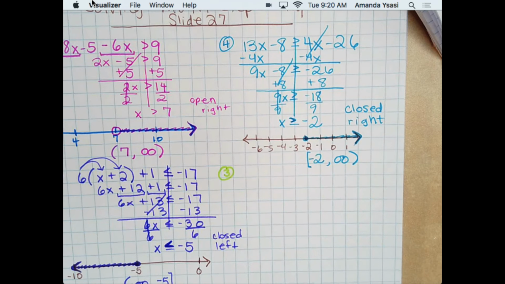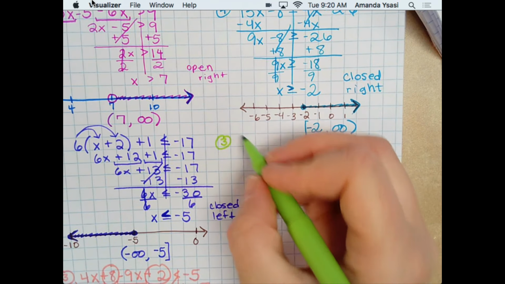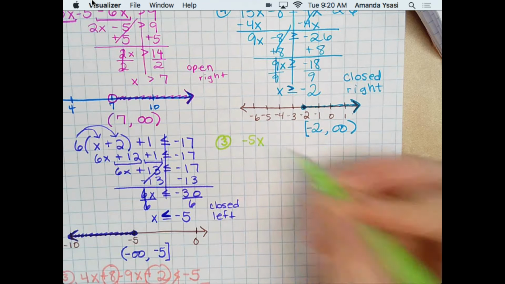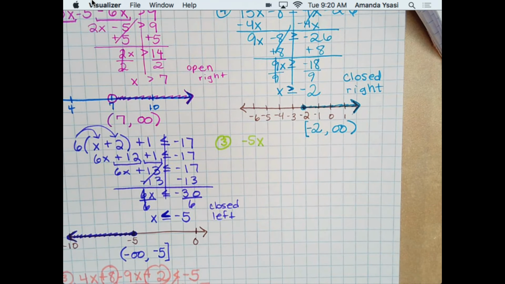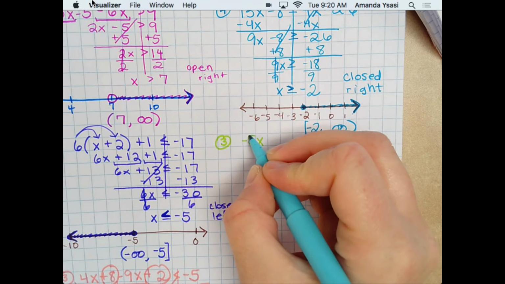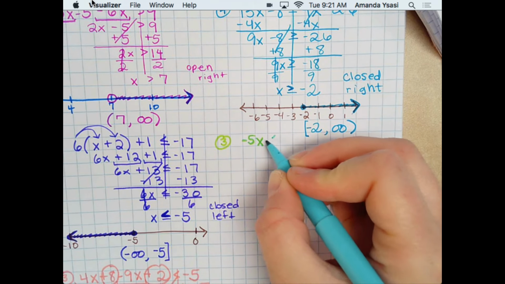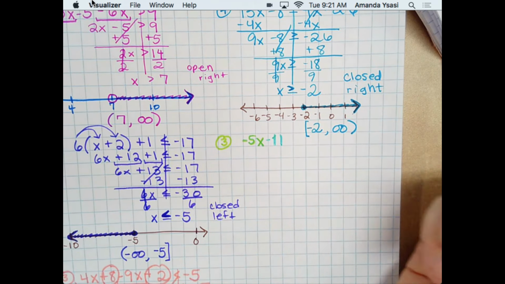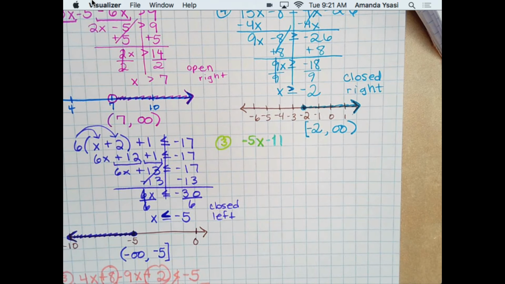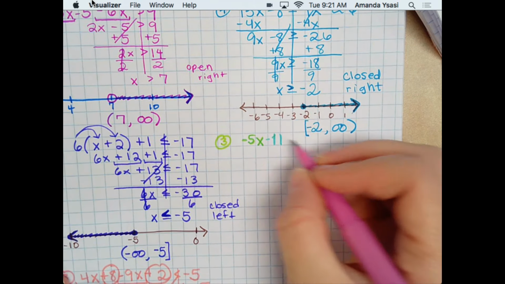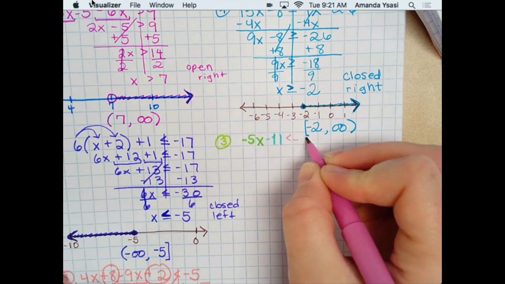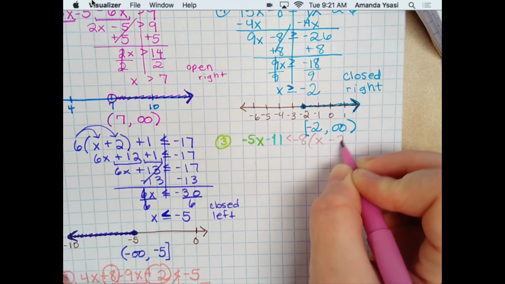Okay, let's look at 3. Negative 5x. Is that bright? Hard to see? Yeah, it kind of is hard to see. Negative 5x is, minus 11. That's hard to see too on the screen. I don't have a million colors on this one. So less than negative 8 parentheses x minus 2.